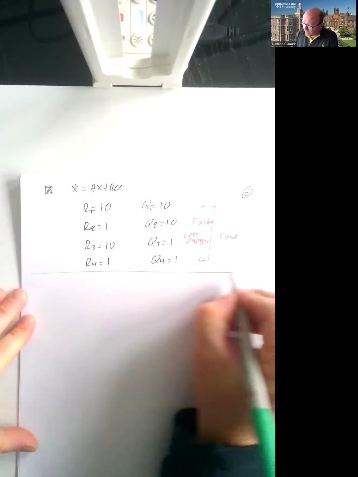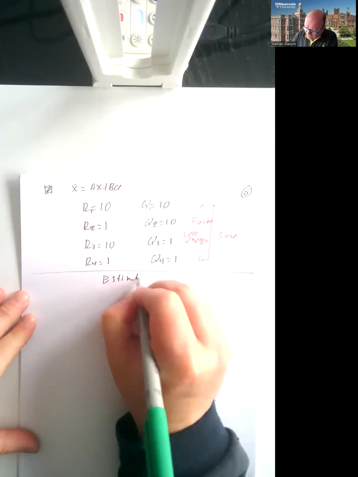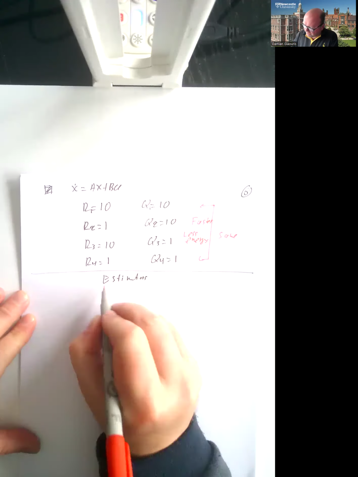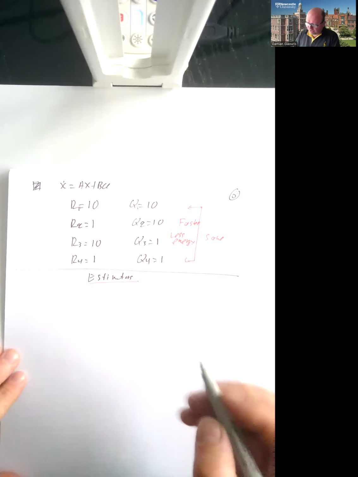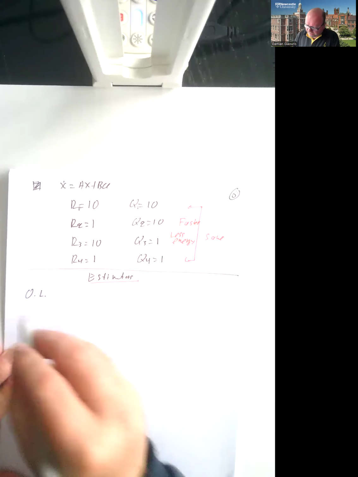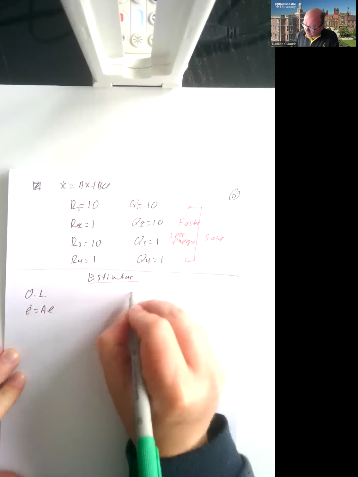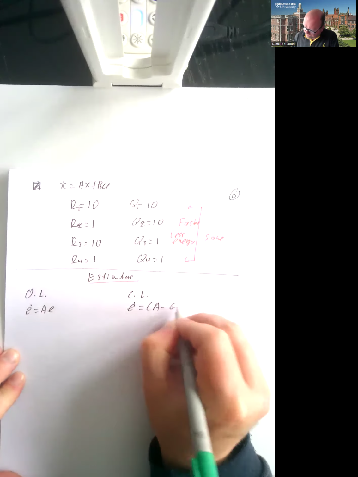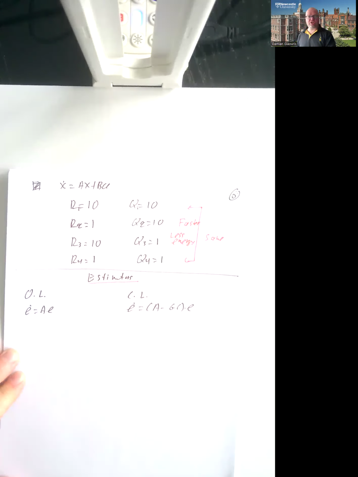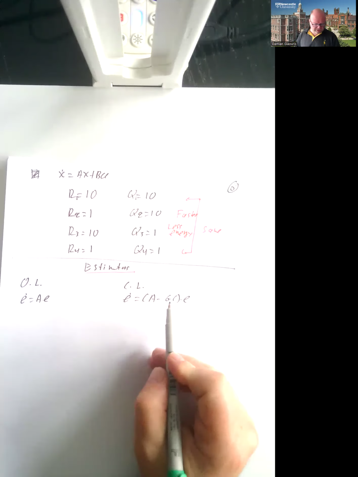Then chapter 4 was about estimators. Again, I'm not going to mention anything about block diagrams. I want you to be able to understand the difference between the open loop estimator, so E dot equals A times E, and the closed loop estimator, so E dot equals A minus GC times E, where this G is from our estimator. We can change this value.